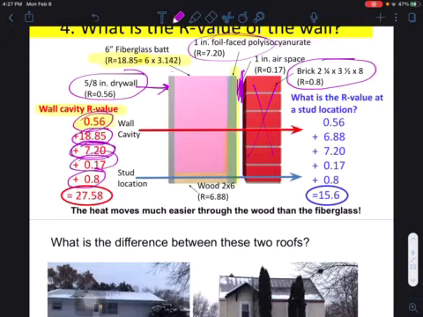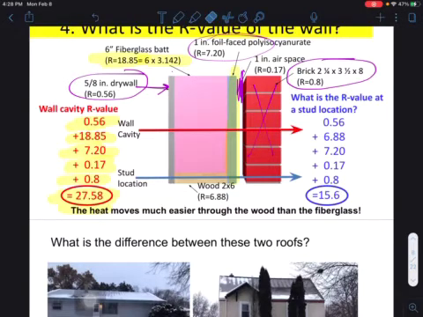In order to get the total R value for this, we add them all up, and when we add 0.56 plus 18.85 plus 7.2 plus 0.17 plus 0.8, we get 27.58. That's the R value at the wall cavity.